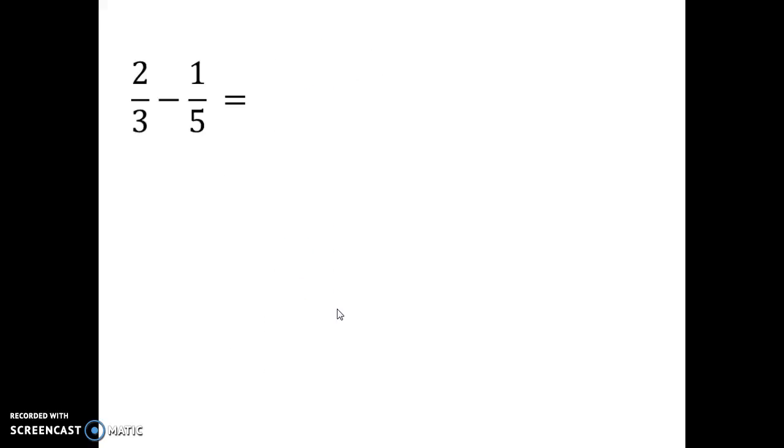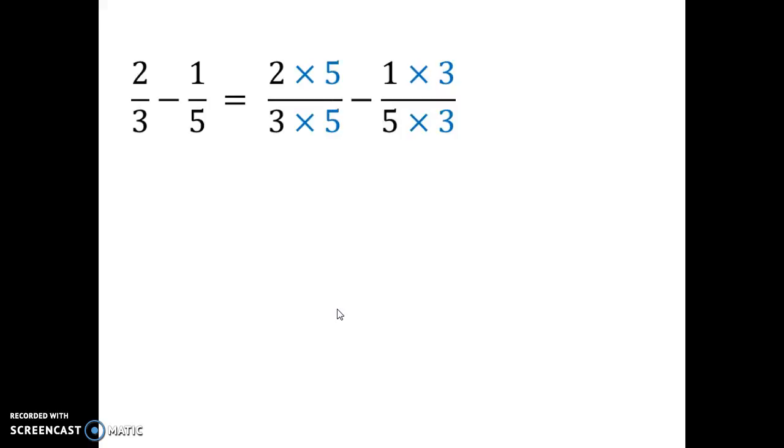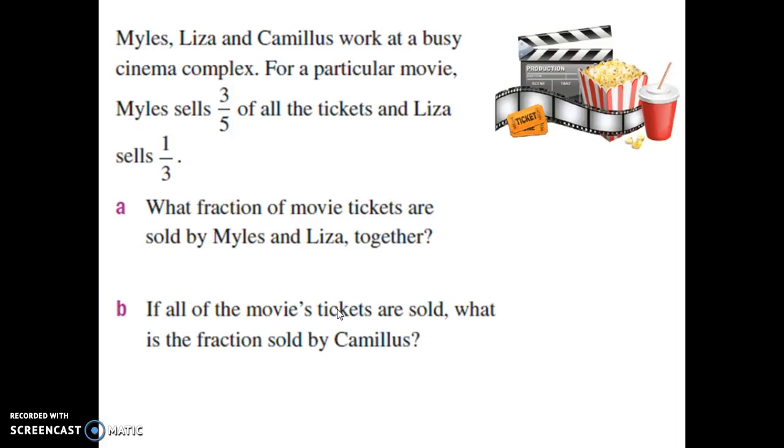Another example, 2/3 minus 1/5. The smallest number that 3 and 5 both go into is 15. So the first fraction is times by 5. The second fraction is times by 3. That results in 10/15 minus 3/15, which gives us 7/15. That can't be simplified, so that answer is good enough.